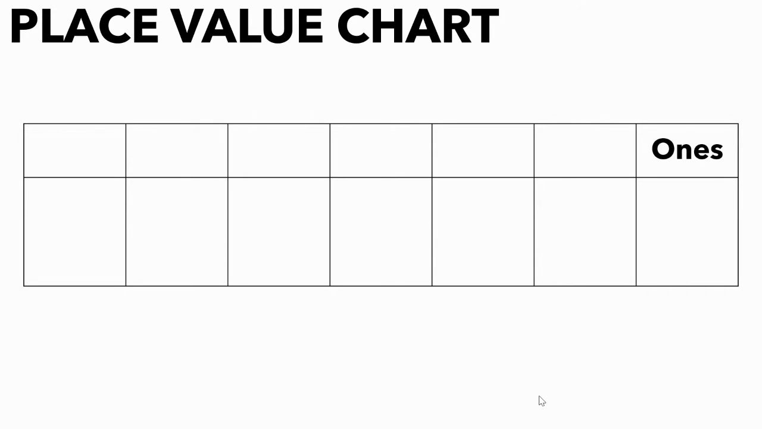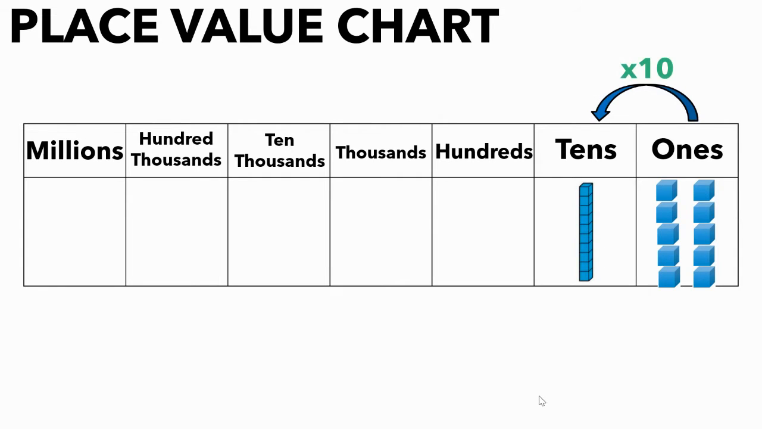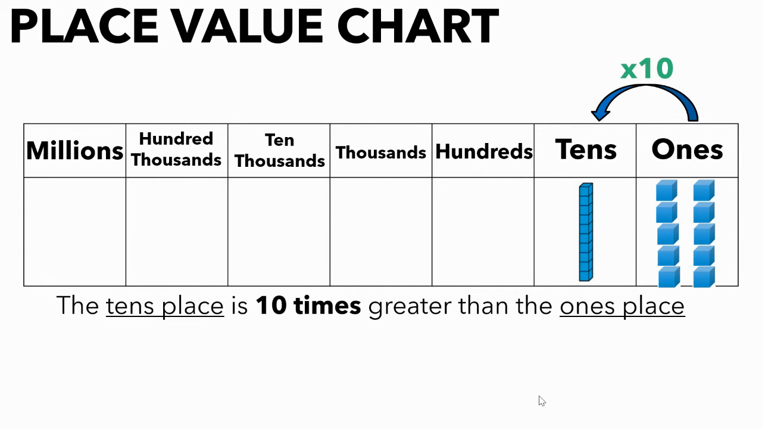We have the ones place, tens place, hundreds place, thousands place, 10,000s place, 100,000s place, and millions place. Here we see that we have a ones cube. We need 10 ones cubes to make one tens rod. That means the tens place is 10 times greater than the ones place.